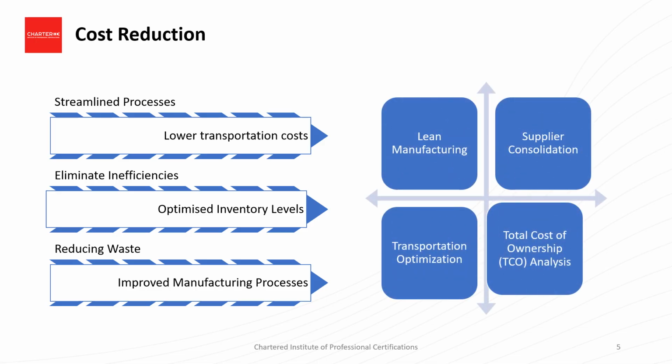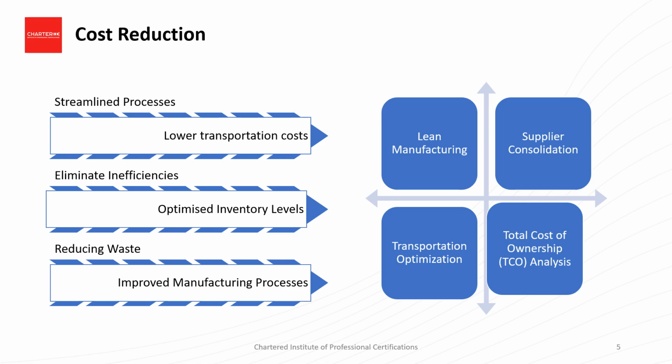Lean manufacturing. Lean manufacturing principles emphasize reducing waste and increasing activities. Companies can reduce inventory holding costs, eliminate overproduction, and reduce transportation and storage expenses by implementing lean manufacturing techniques such as just-in-time production and continuous improvement.